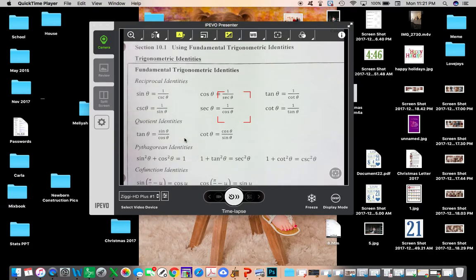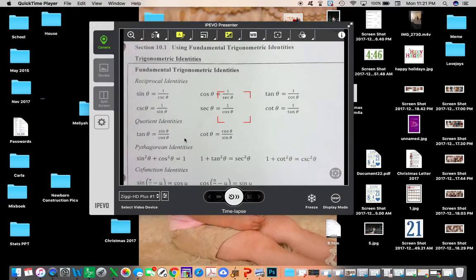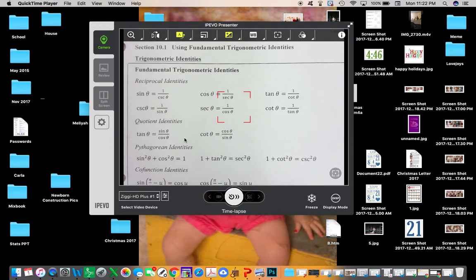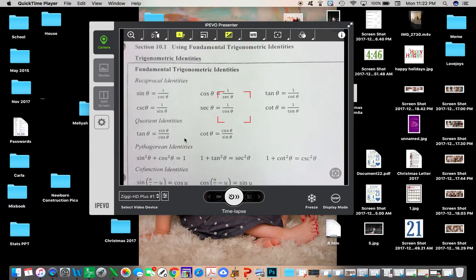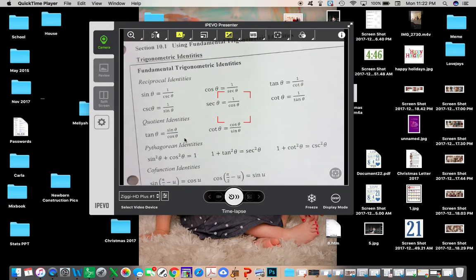All right, Calc kids, this is section 10.1. This is the start of chapter 10, which is more on trig functions. This has to do with trig identities and verifying trig functions, simplifying on either side of an equal sign and things like that.